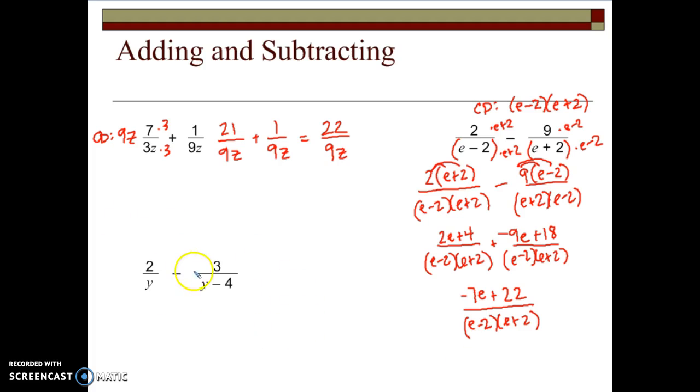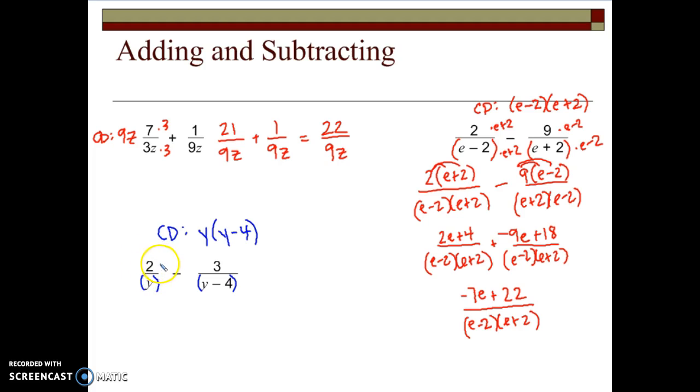And for this example over here, I have y and y minus 4. Again, you have to multiply. I can't just say my common denominator is y minus 4 because I can't just subtract 4. I have to multiply by something. They don't go into each other because I have y minus 4. They're different, so my common denominator is just going to be to multiply: y times y minus 4.